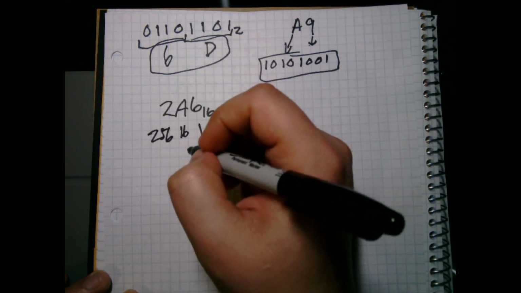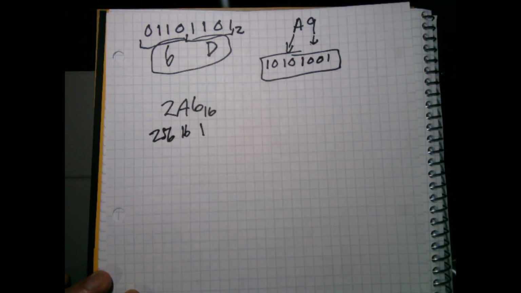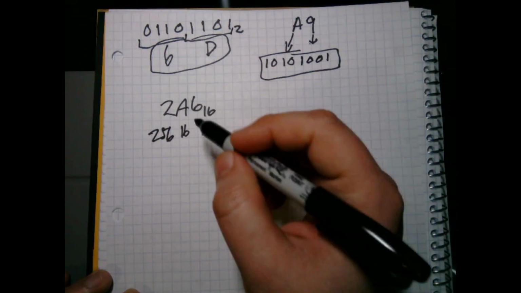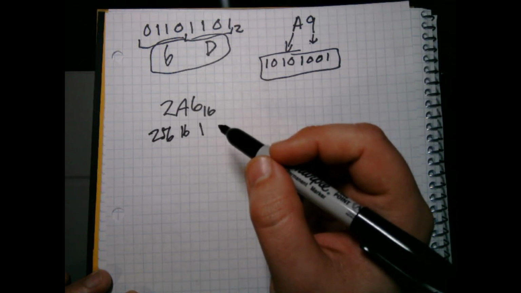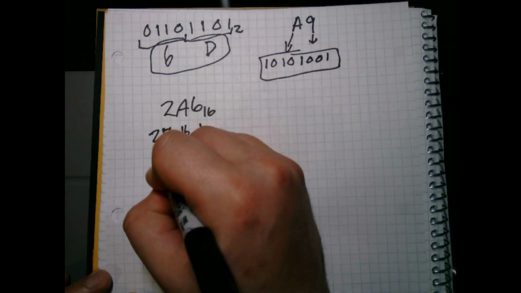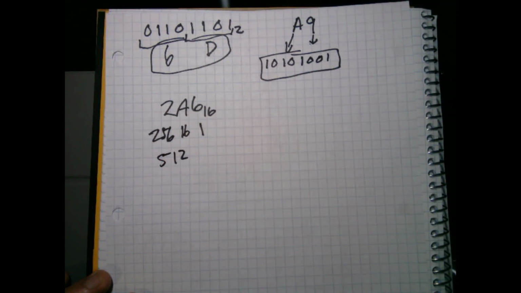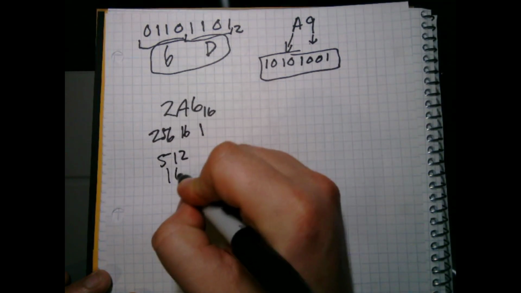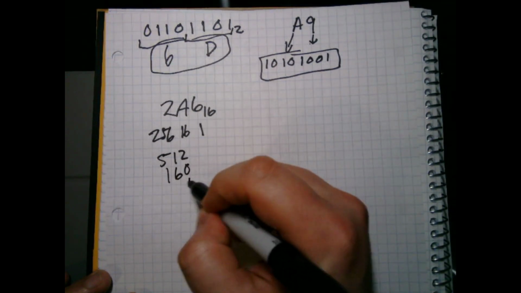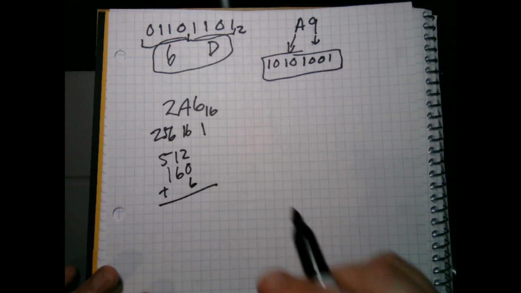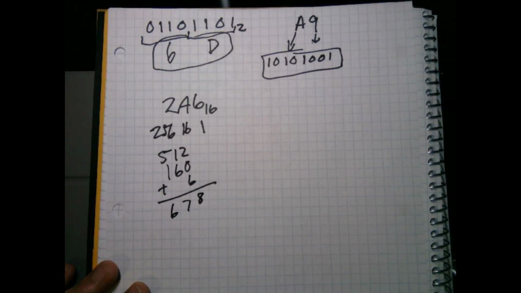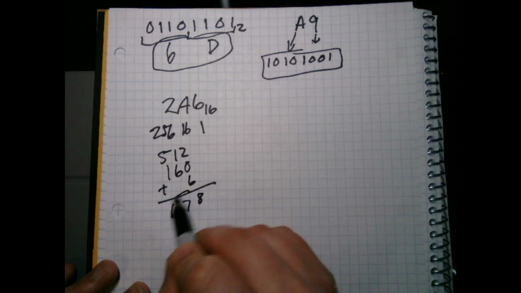2 times 256 is 512. Plus A, which is 10 times 16, so it's 160. 6 times 1 is 6, and we just add all these up, and we're going to get 678 as decimal.